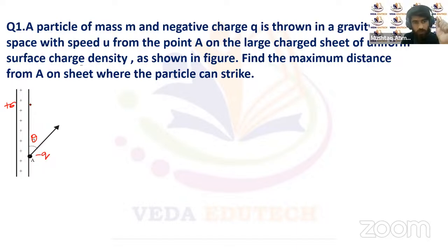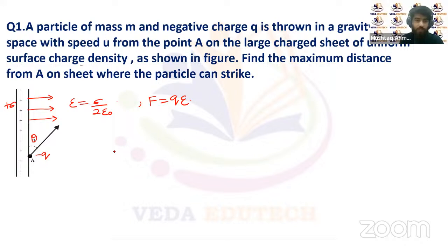We know that near an infinite sheet, the electric field is uniform, with electric field strength sigma upon 2 epsilon naught. This is the electric field strength due to the infinite charge sheet. Because of this electric field, once this charge minus q is projected from point A, there will be an electrostatic force on it, F equal to q multiplied by the electric field.